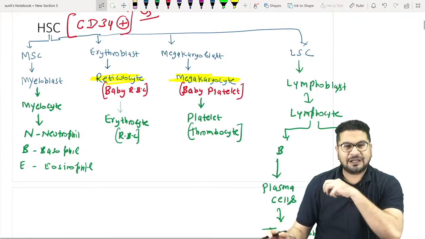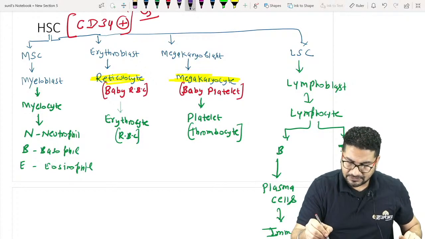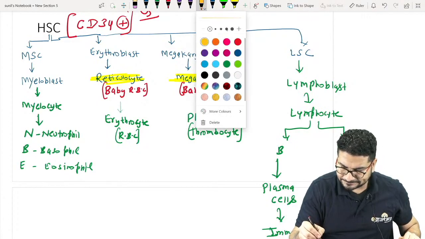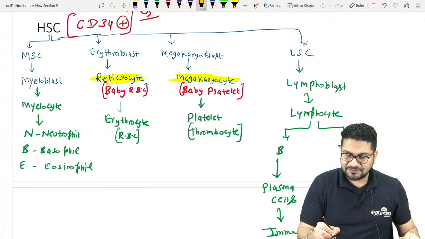Now see, in hematology, what do we need to study? We need to study disorders, like anemia. Anemia means we are dealing with this part.